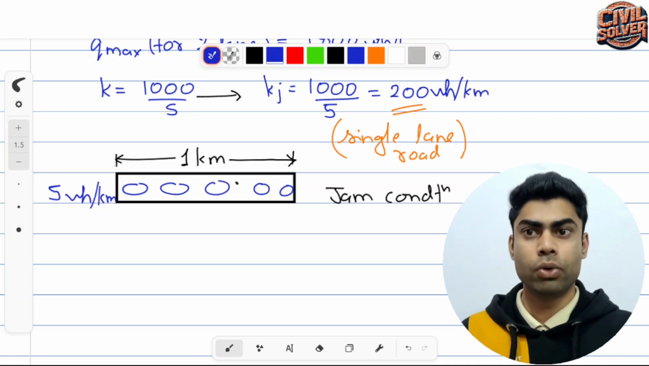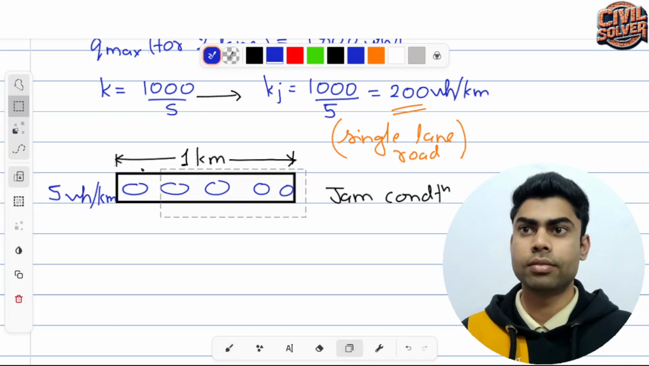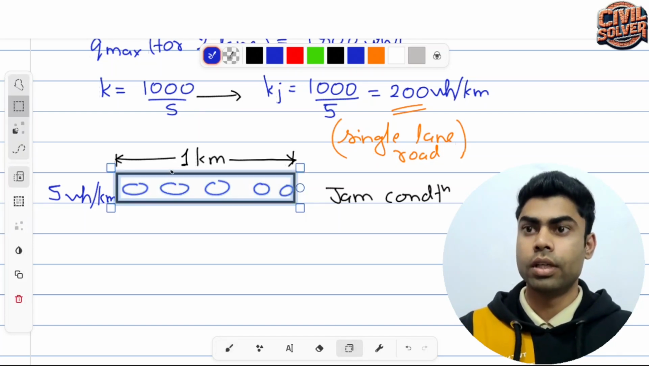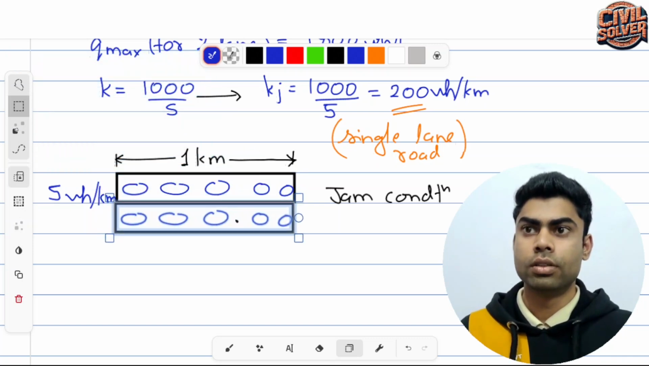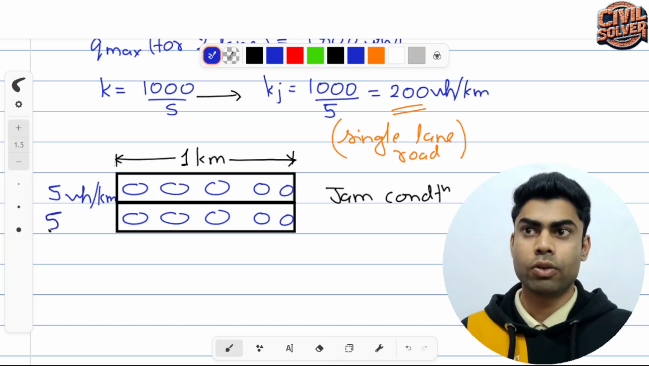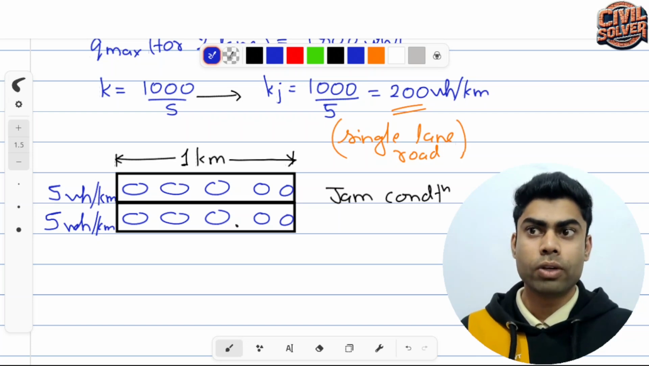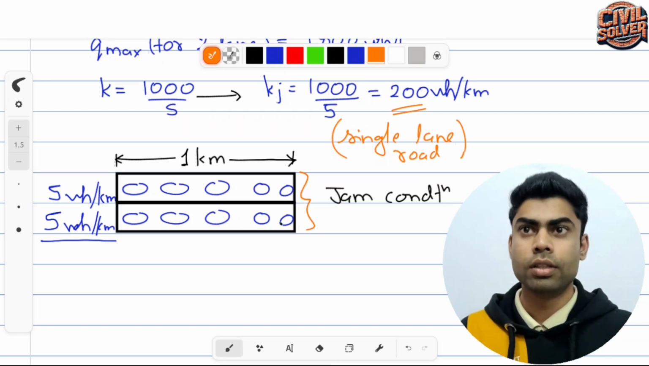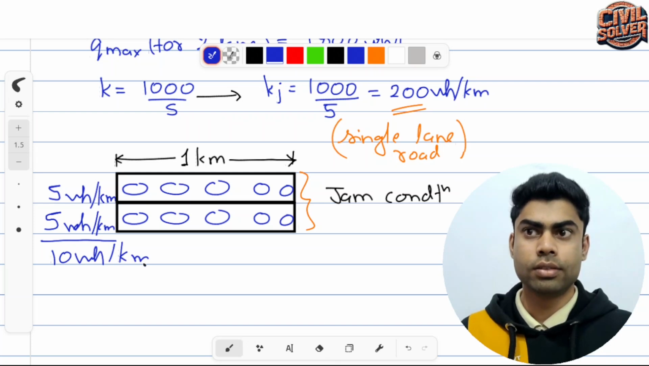Now suppose there is one more lane. So I will simply copy this lane and paste it below it. So what will happen? 5 more vehicles can occupy one more lane, and that is, I will write it over here, 5 vehicles per kilometer for another lane. So what will become the total jam density of this combined road? It will be simply 5 plus 5, 10 vehicles per kilometer. And this is the jam density for 2 lane.